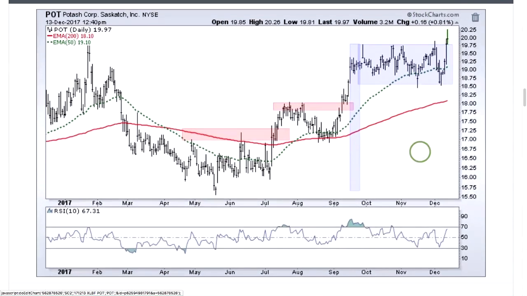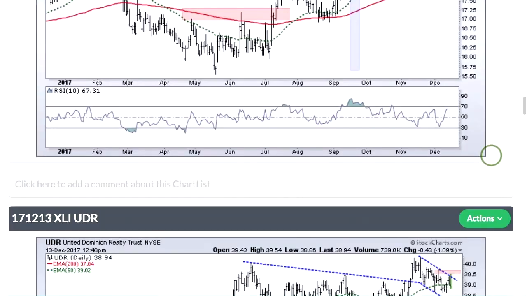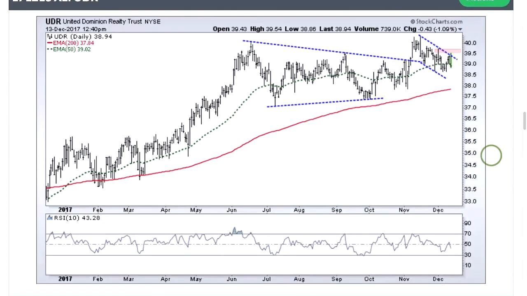Here's Potash from Saskatchewan and a similar pattern here with a flag and a breakout. Those breakouts are very impressive to me. Yeah, and it's good to see both of them doing it together. The group is moving.